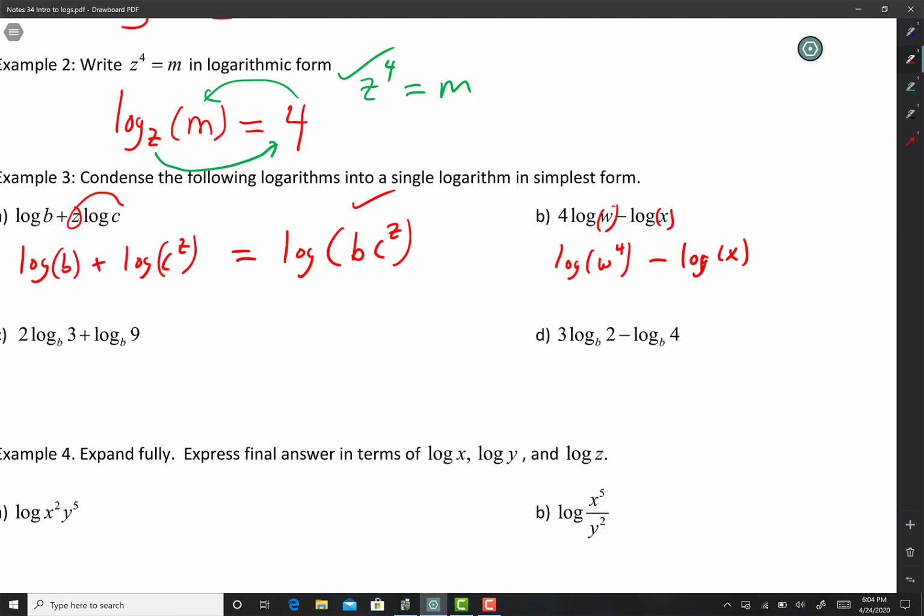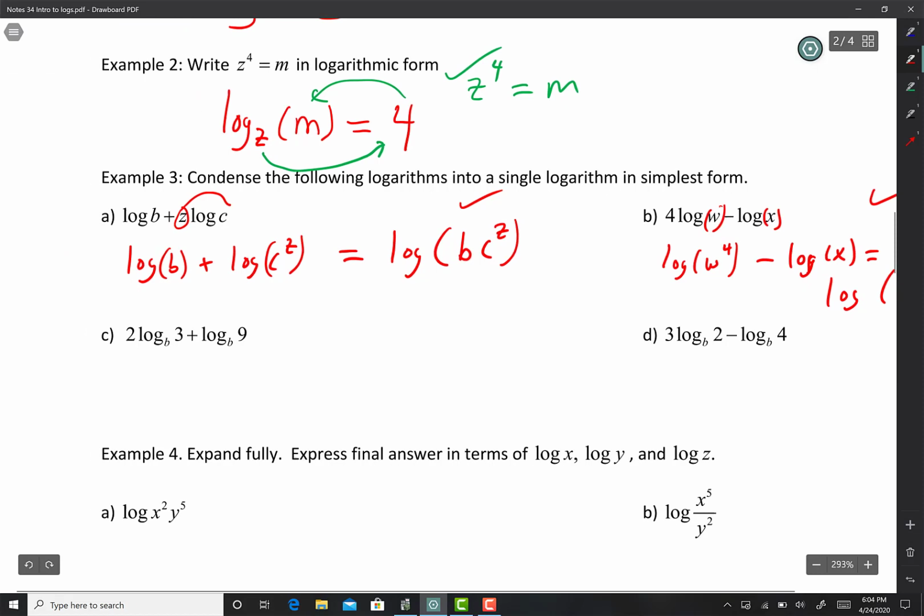So now from there, the bases are the same. And I can conclude that this is going to be nothing more than log of w to the 4th over x. And there it is, guys. All right, here we go.